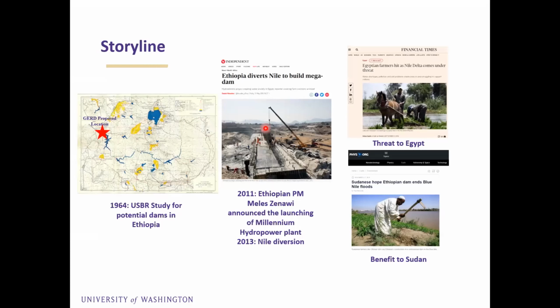But the construction did not start until 2011, when the Prime Minister of Ethiopia announced the launching of the hydropower plant. Then in 2013, they started the construction with the diversion of the Nile River. But then the media started asking, okay, this is a threat to Egypt because probably less water will be coming to Egypt. But the media are also saying maybe it's a benefit to Sudan because it will end the flooding that's happening in Sudan.